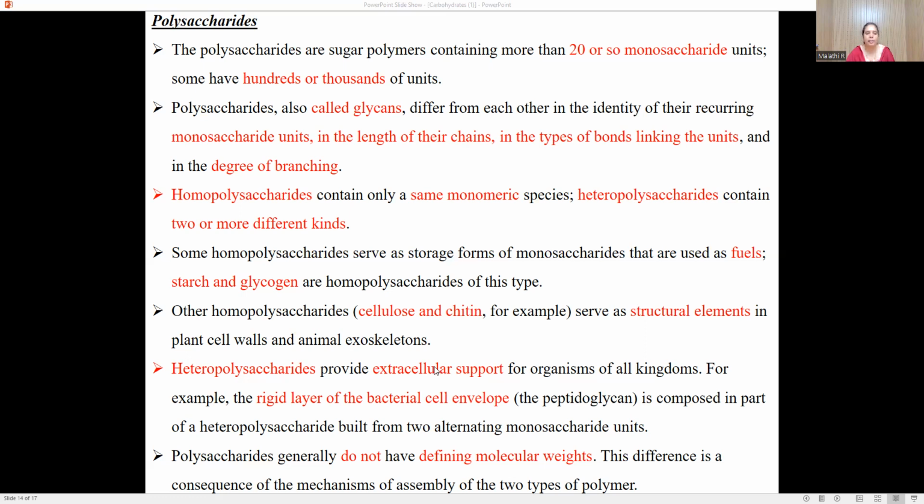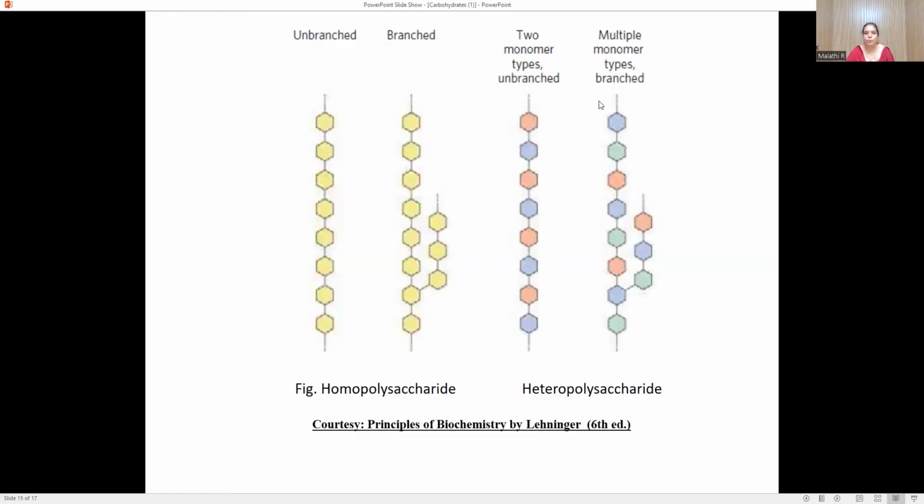Now again, like homopolysaccharide, this heteropolysaccharide is also classified into 2 types. One is the linear structure, the other one is the branched structure. So this classification remains the same as that of the homopolysaccharide. So here also you have linear heteropolysaccharide and branched heteropolysaccharide. You can see each one is in a different color, which denotes different monosaccharide units. This may be glucose, the other one may be galactose, the green one may be mannose. So like that, you will have different monosaccharide units which make up the heteropolysaccharide.